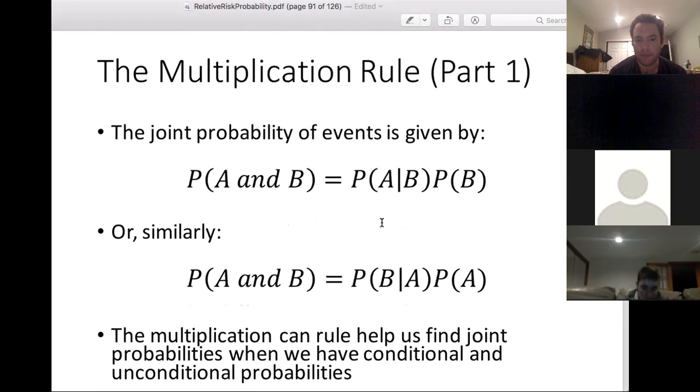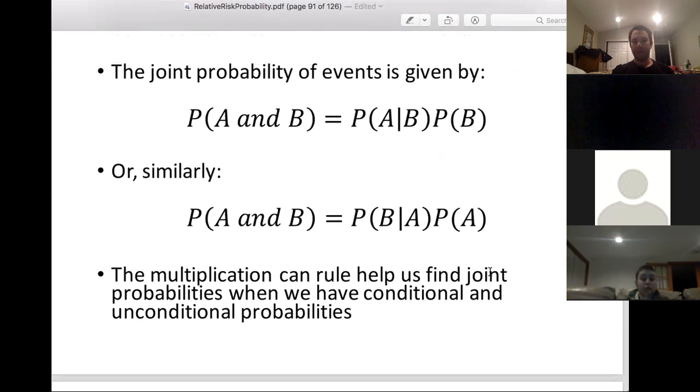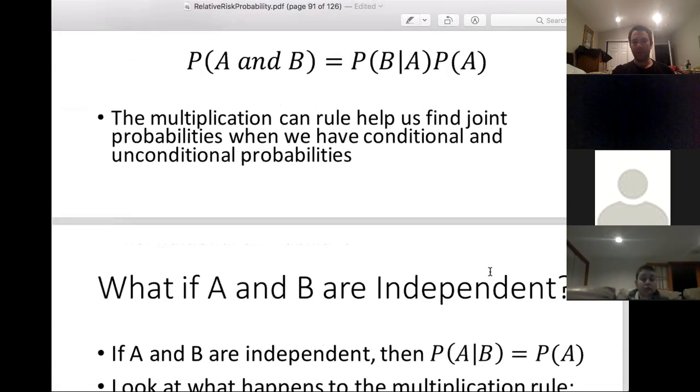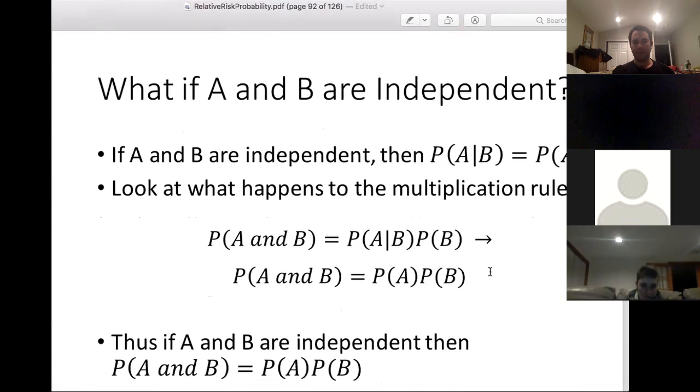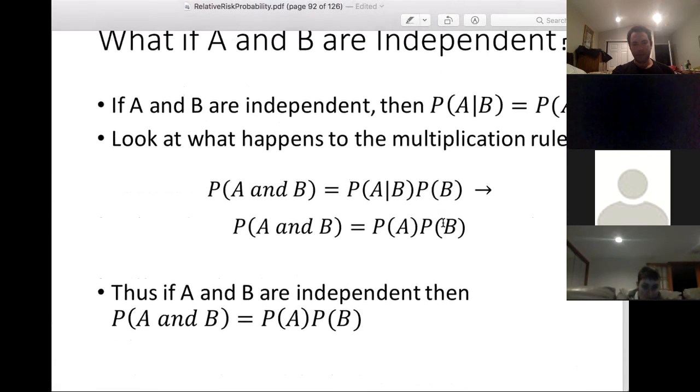And then we can talk about the multiplication rule. The multiplication rule for the joint probability of an event is given by: the probability of A and B is equal to the probability of A given B times the probability of B, or similarly, we can just reverse it. It would be the same case. We can use this rule to help us find joint probabilities when we have conditional and unconditional probabilities. If you have independent events, it's much easier because you're not going to have to deal with these conditional probabilities. It's simply multiplying the two.